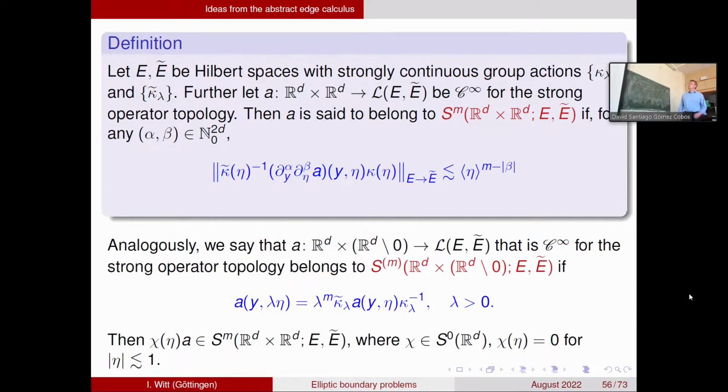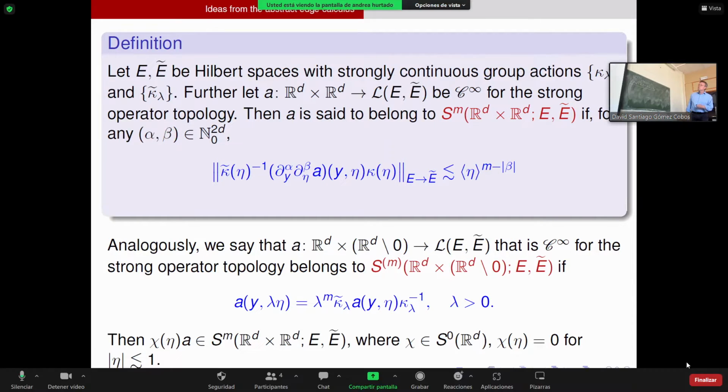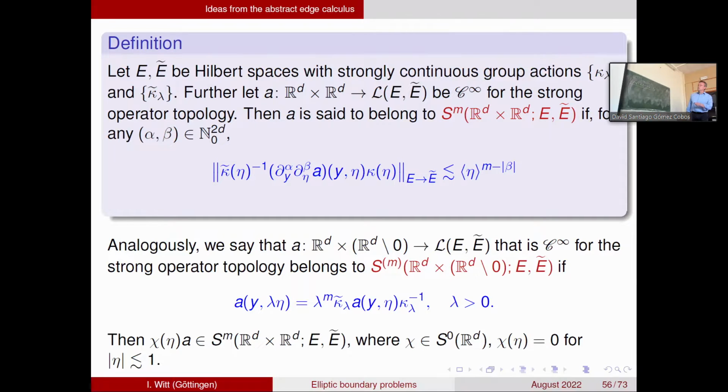And then we say that this A belongs to our symbol space SM, and here Z and the tilde implicitly come with these group actions. That's part of the setup. If and only if we have the standard estimate, but then things get twisted by the group action. And basically, if you look into this definition, you get something like that.